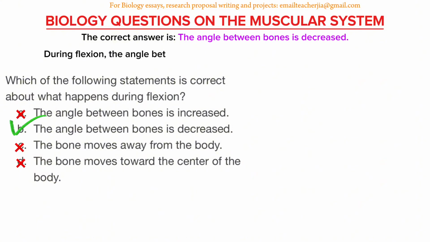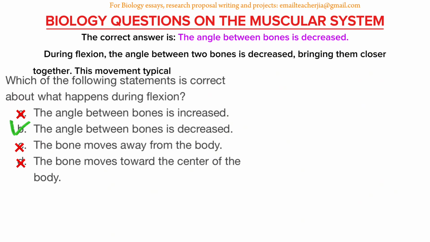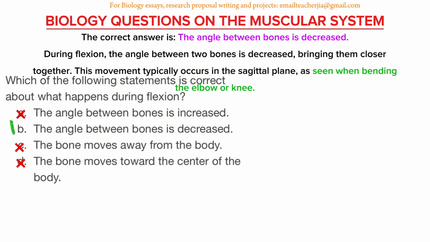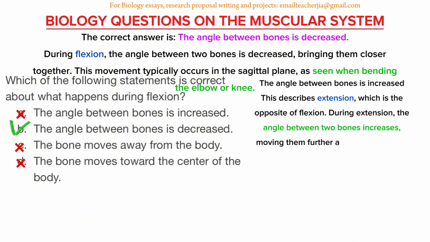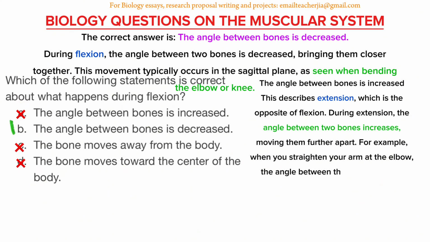During flexion, the angle between two bones is decreased, bringing them closer together. This movement typically occurs in the sagittal plane, as seen when bending the elbow or knee. Again, choice A, the angle between bones is increased, describes extension, which is the opposite of flexion. During extension, the angle between two bones increases, moving them further apart. For example, when you straighten your arm at the elbow, the angle between the upper arm and forearm increases.